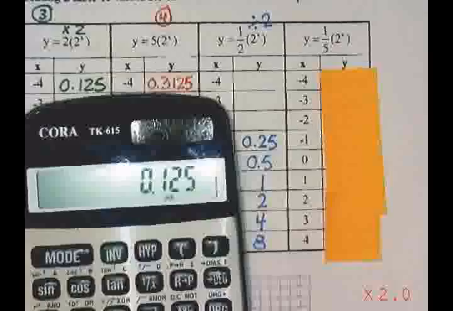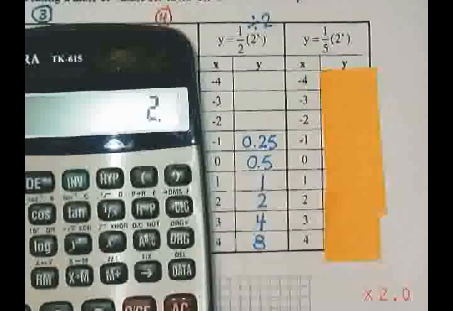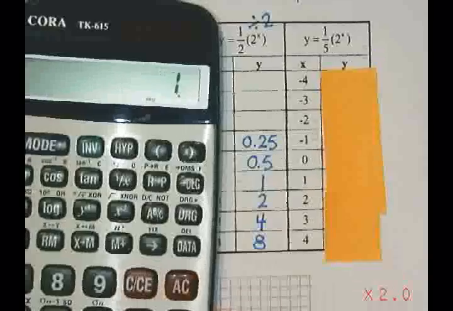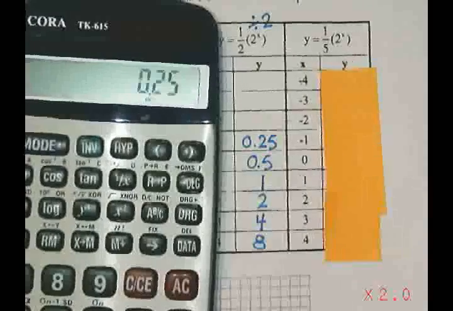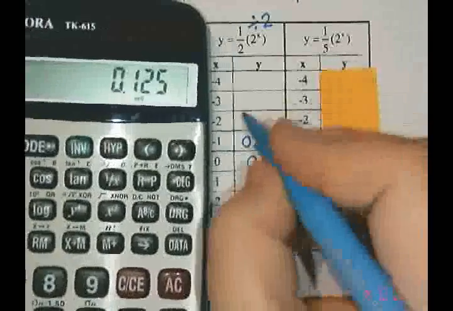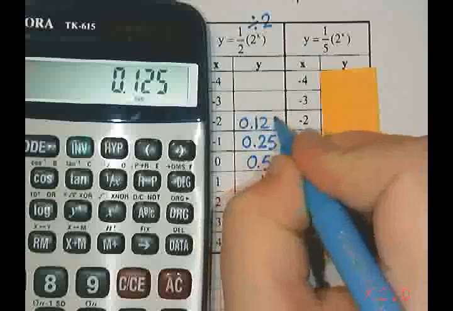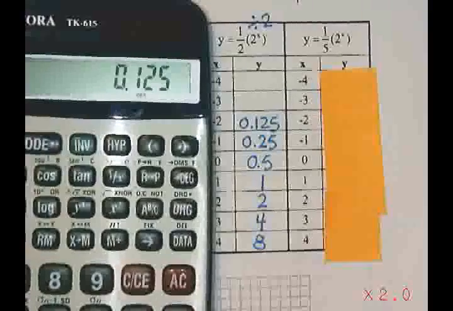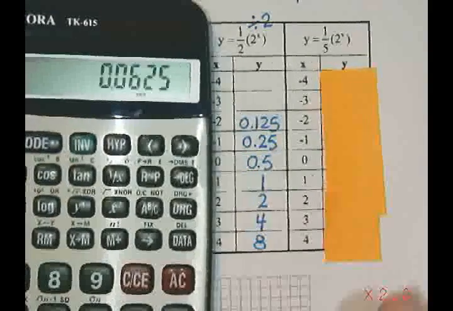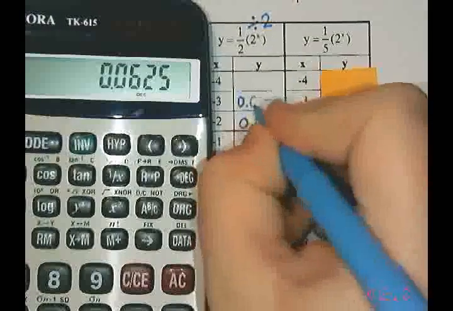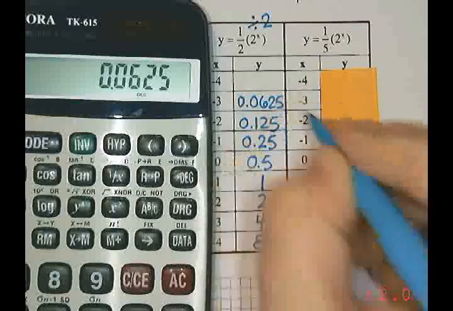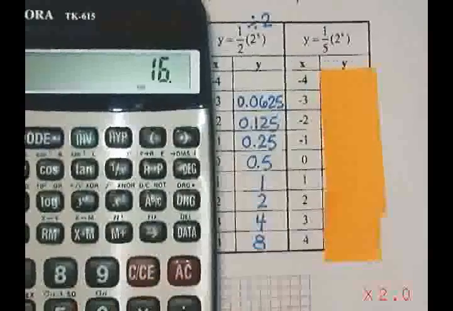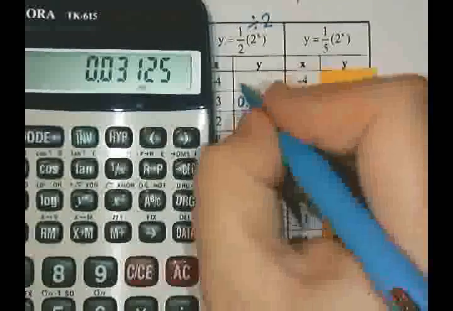Maybe I should show you that. So if you do 1 divided by 2, divided by 2, I get my 0.25. If I do 1 divided by 4, divided by 2, I get 0.125. And then if I do 1 divided by 8, divided by 2, I get 0.0625. And then 1 divided by 16, divided by 2, is 0.03125.